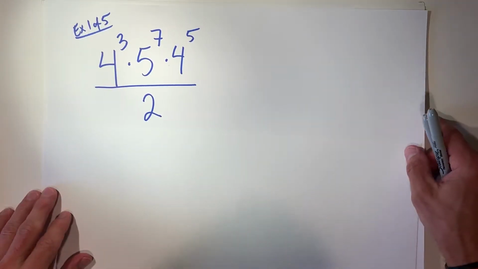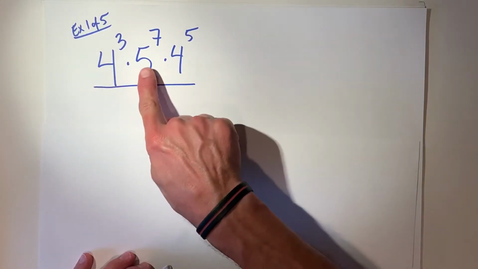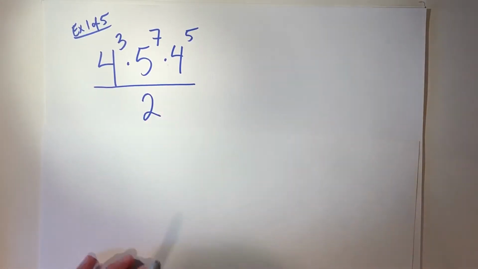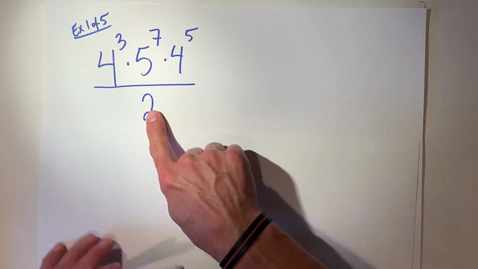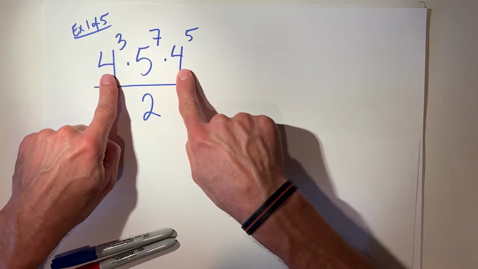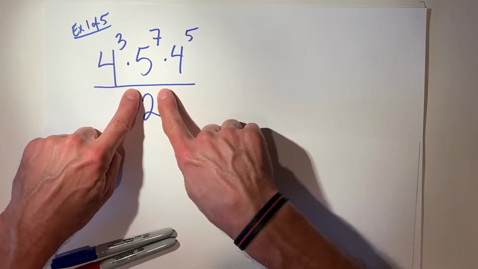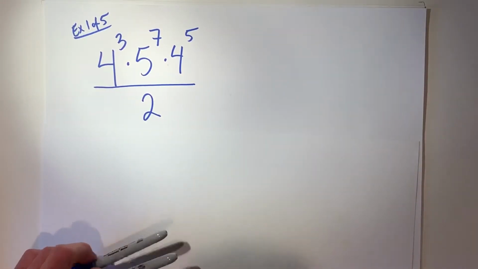Let's begin with example number 1, which is a division problem, but it has 1, 2, 3, 4 different bases. Lied. 1, 2, 3 different bases. That's important. And we have 2 bases that are the same. These 2 bases that are the same, notice they are on the top, or the same side of my fraction bar. That means they need to be dealt with first.